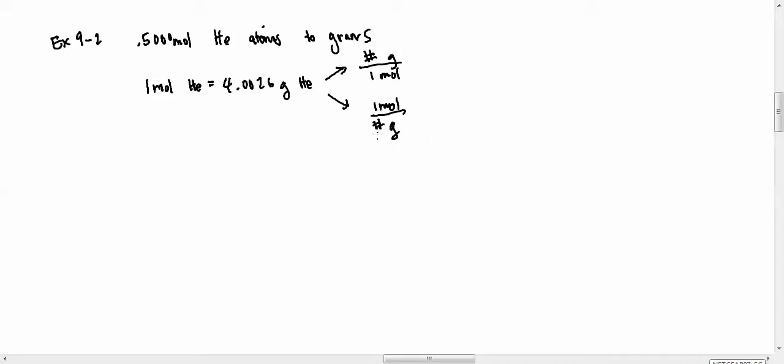I was just too lazy to write down that number each time, so that's why I just put the number symbol. Now I'm starting off with 0.5000 moles of helium, and I want to multiply it by some fraction, one of these two, so that in the end I want to have grams of helium. Now, which one am I going to use? The one on the top or the one on the bottom? The one with the moles in the denominator, or the one with the grams in the denominator?